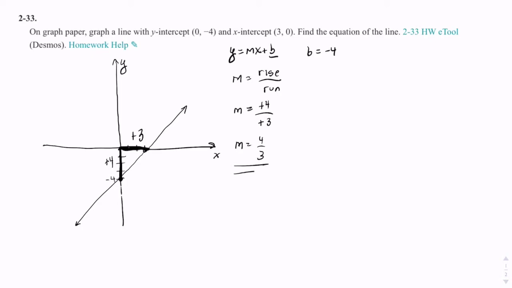So now I know the slope and I know the y-intercept, so I could write y equals mx plus b, and the equation of the line would now be, m is the slope, 4/3, and b is the y-intercept, which is -4. So the equation of the line is y equals 4/3 x minus 4.